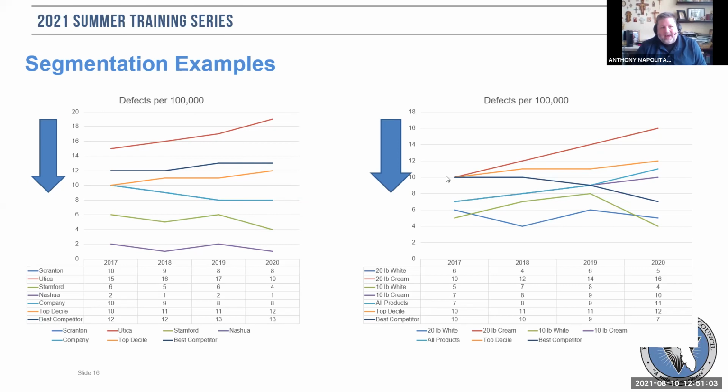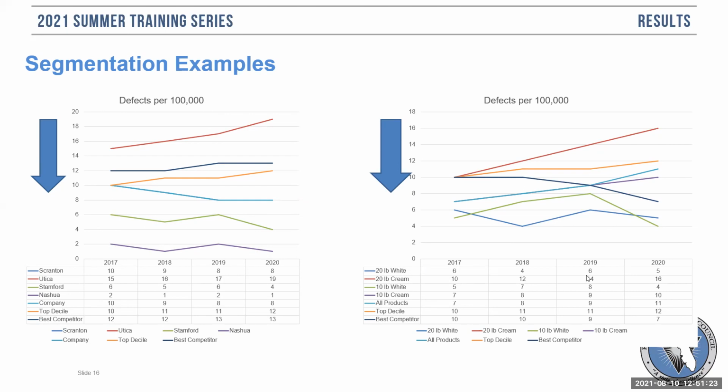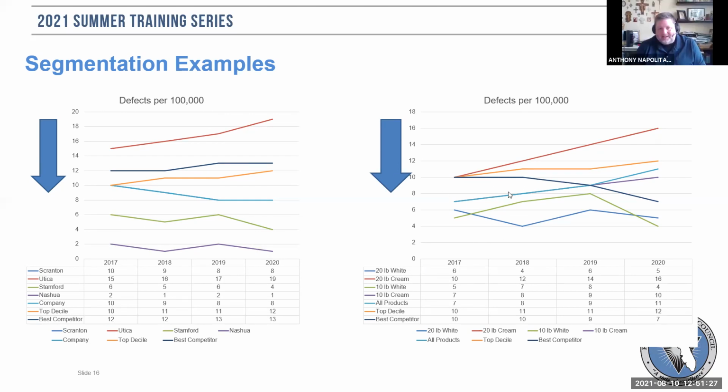And here's another way to look at it. Instead of looking at it by the plants that are producing, let's take a look at our products. You can even cross these, if you want to get really deep and dig down that far. You could look at how 20-pound white in Scranton is doing versus their 20-pound cream. And that's paper, by the way. You could take a look and see what's going on, and see that my Utica office, like on the left, is doing terribly.